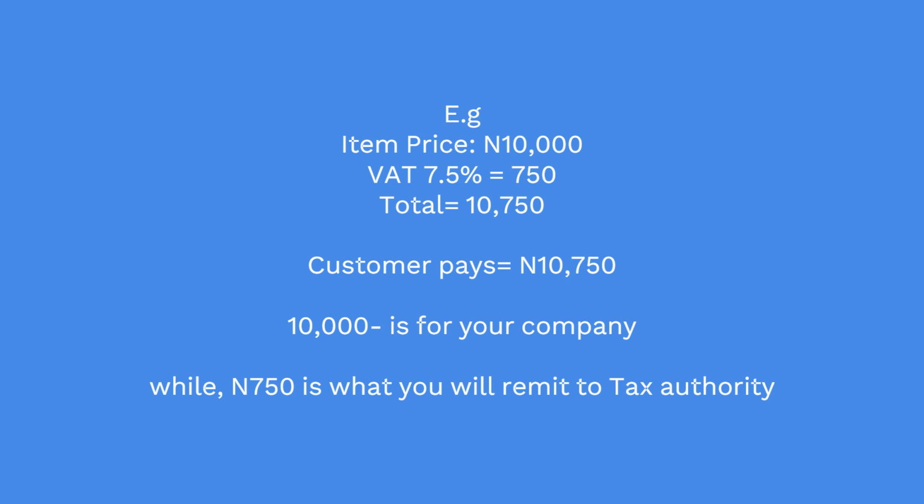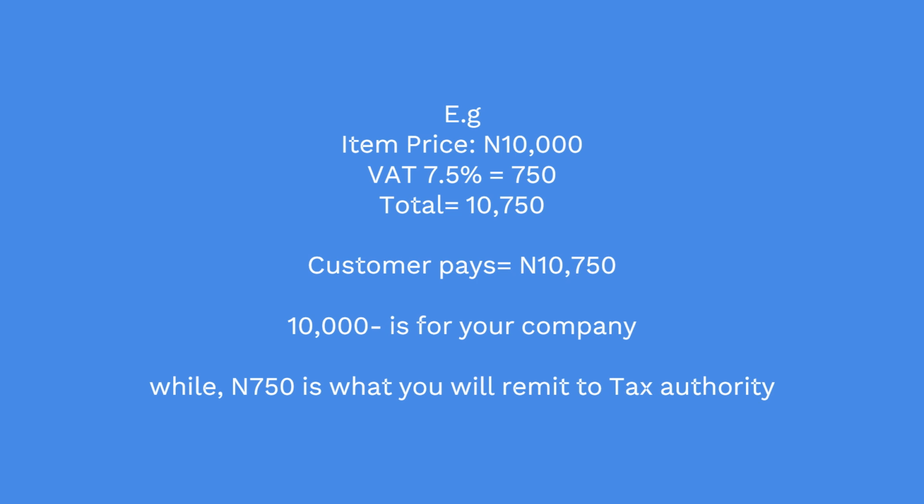Do you understand? If you sold an item for 10,000 and you now add VAT, because you charge VAT for that transaction, it will give you 750 naira. So in total, the amount that the customer is meant to pay is 10,750 naira. The 10,000 is yours, what you will keep for your business, while the 750 naira is the one that you remit to the tax authority. So that's what it means.